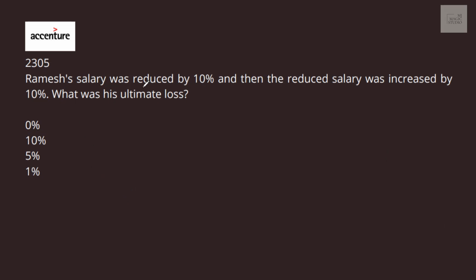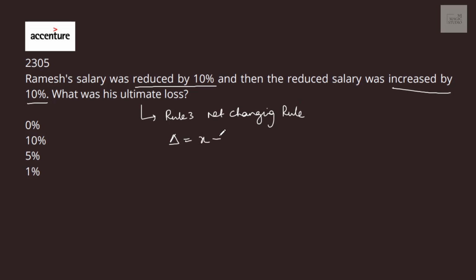Ramesh's salary was reduced by 10% and then the reduced salary was increased by 10%. What is the ultimate loss? To solve these kinds of questions, we have our rule 3, that is the net changing rule from our rule book, which says that net change is given by x plus y plus xy by 100, where x and y are used with respective signs. That means if they increase, use plus sign, and if it decreases, use negative sign.